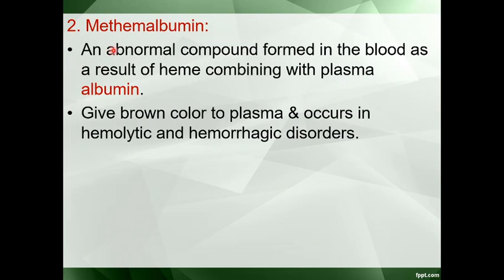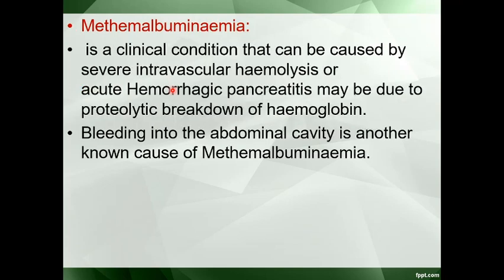Methemalbumin, an abnormal compound formed in the blood as a result of heme combining with plasma albumin. It gives a brown color to plasma and occurs in hemolytic and hemorrhagic disorders. Methemalbuminaemia is a clinical condition that can be caused by severe intravascular hemolysis, or acute hemorrhagic pancreatitis due to the proteolytic breakdown of the hemoglobin. Bleeding into the abdominal cavity is another cause of methemalbuminaemia.